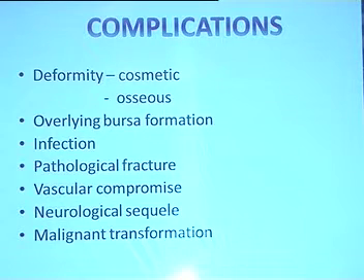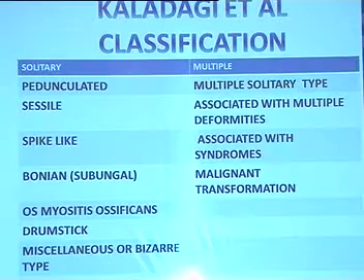Complications are, as I said, it could be a cosmetic complication or osseous complication, or it could be a pathological fracture of the peduncle, or there could be neurological sequelae due to compression of a nerve by the osteochondroma, or it could go into malignant transformation.